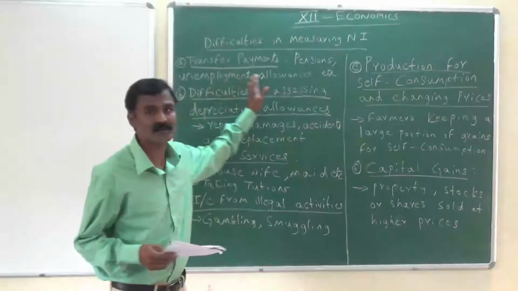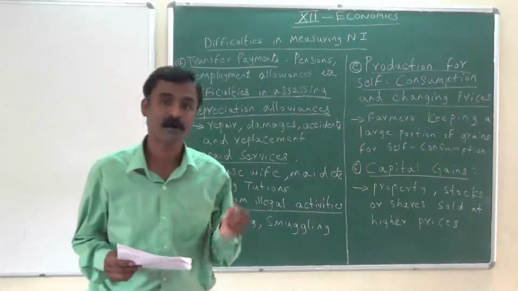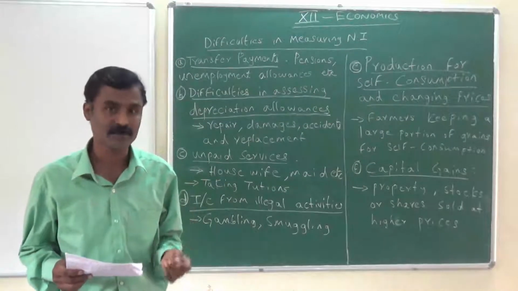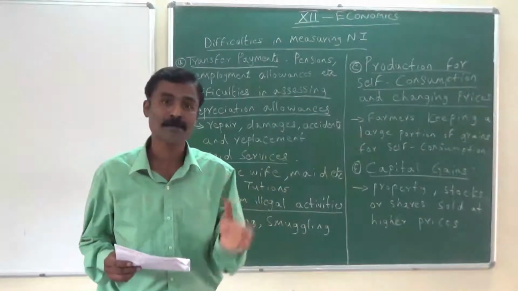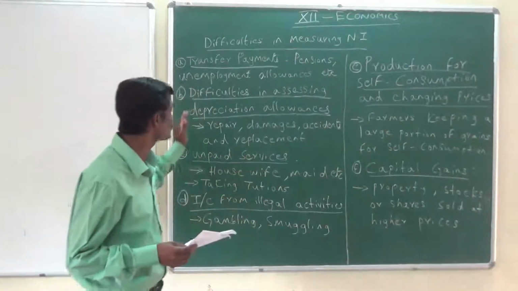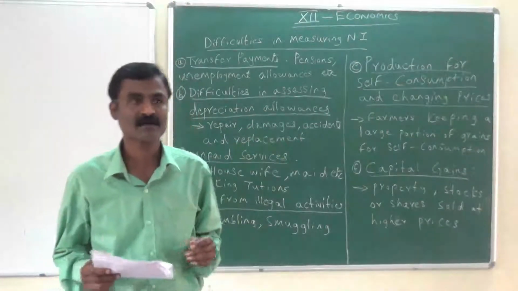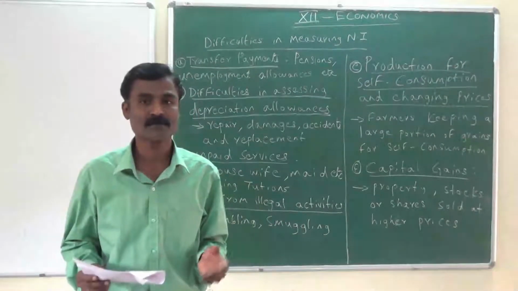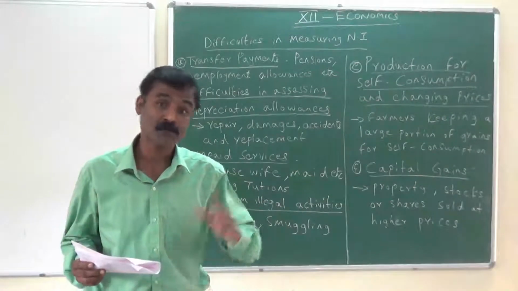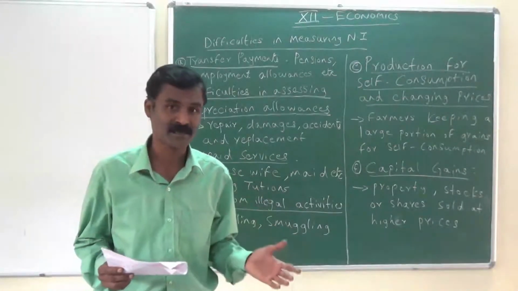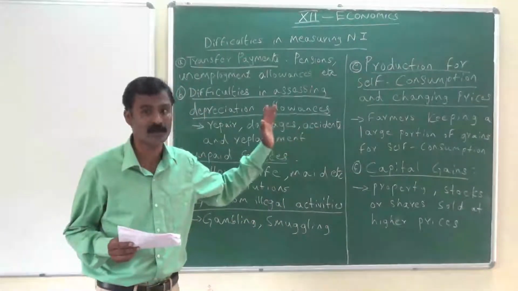The first point is transfer payments. Transfer payments like pensions and unemployment allowances are not to be considered in national income because they are considered an extra amount being spent on the people of a country. The next thing is difficulties in assessing depreciation allowances. Suppose I am running a factory and all of a sudden my machinery gets damaged and is under repair, or maybe I need to replace it. So money is being spent here. Therefore national income cannot be measured in the depreciation allowances.